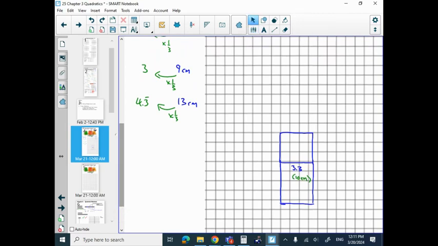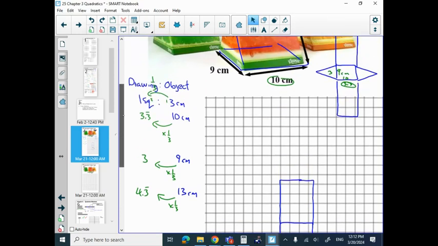So let's show this as the 13 centimeters here, or 4.3 squares. And the same on the top. So 1, 2, 3, 4.3. We got that. And then we need to get the triangle part made.